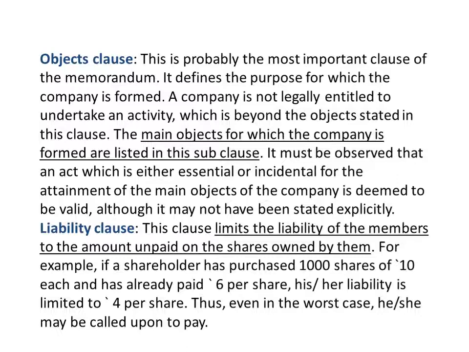As we know, a company is an association of persons, a group of persons whose members have limited liability. Limited liability means limited to the extent of capital contributed by them. We can prove it with the help of an example. A person has purchased 1000 shares of rupees 10 each. That means he has promised to pay 10,000 in the form of capital to the company.